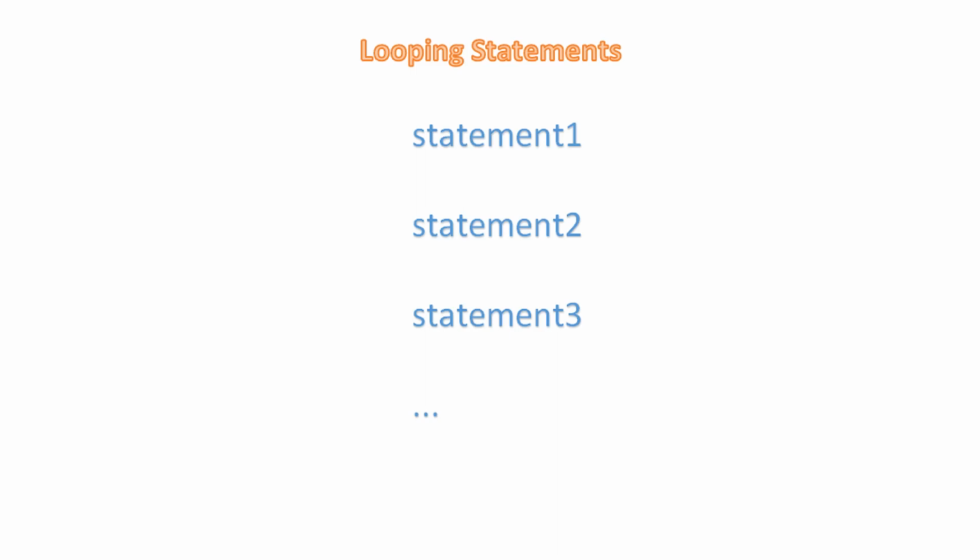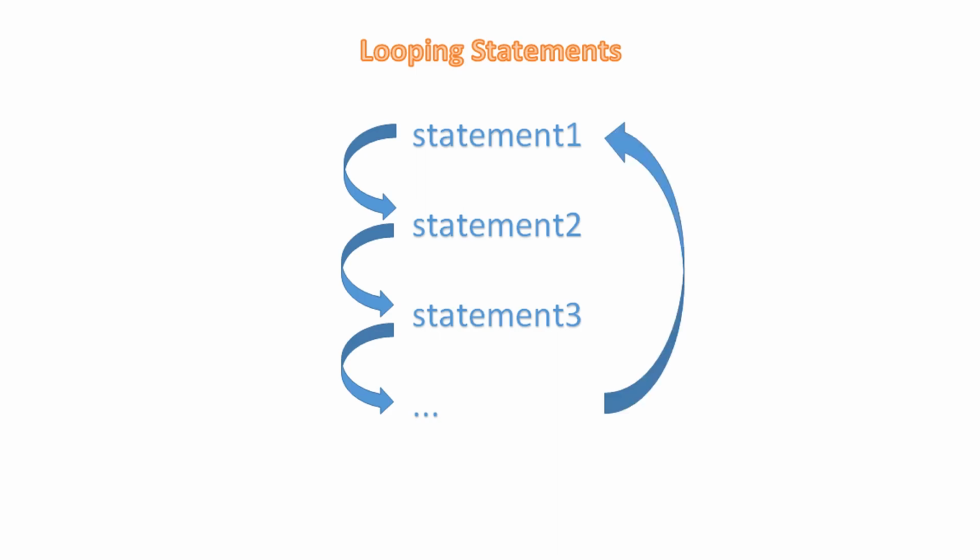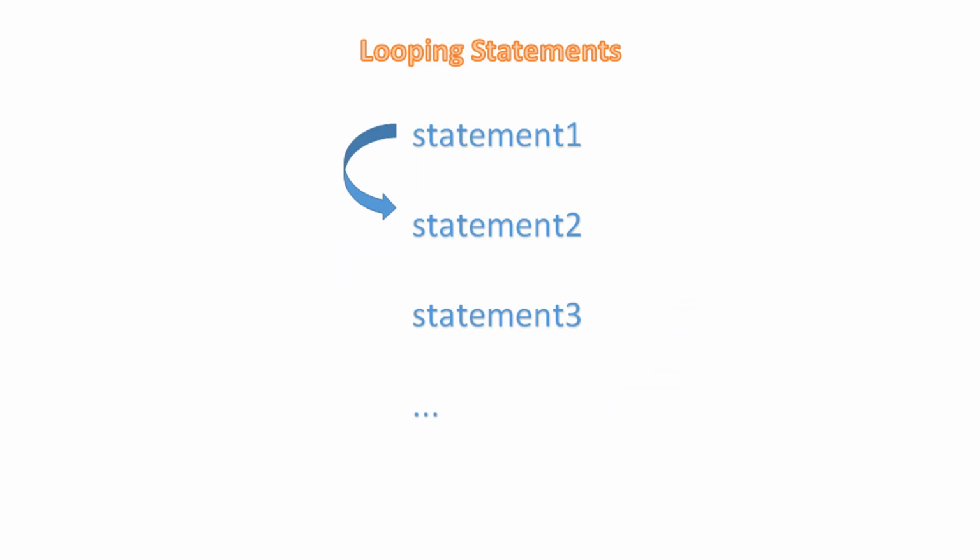Looping statements. In general, a Python program is executed line by line. But there may be a situation when we need to execute a block of code several times. In this scenario, a looping statement is used. A looping statement allows us to execute a statement or a block of statements multiple times.